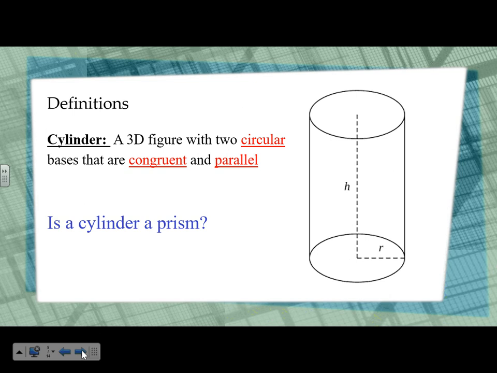To be honest, though, I don't know why they can't call this a circular prism. But it seems like they do that a lot with circle stuff. Kind of like the circumference instead of calling it the perimeter of a circle.